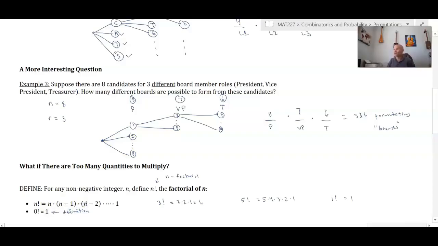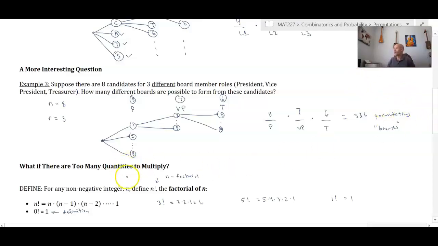For example, let's say that I have 8 candidates and I'm going to select 0 of them. Well, how many ways are there to select 0 candidates? You might say 0 ways, but there's actually one way to do it, and that is by not selecting anybody. Okay, so it has some intuitive meaning behind it.